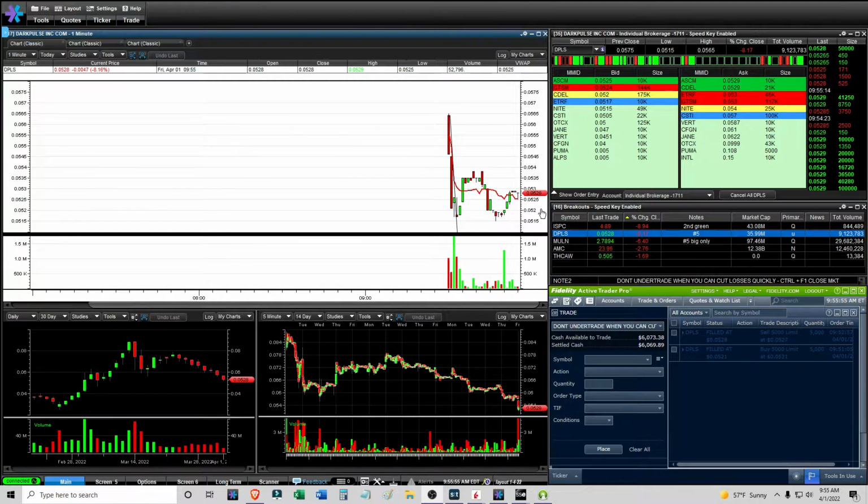And I sold at 52.8 because it got past VWAP, and I felt like the momentum wasn't really looking that nice anymore. I got out at 9:52, almost 9:53, right here at 52.8. It did uptrend a little more.